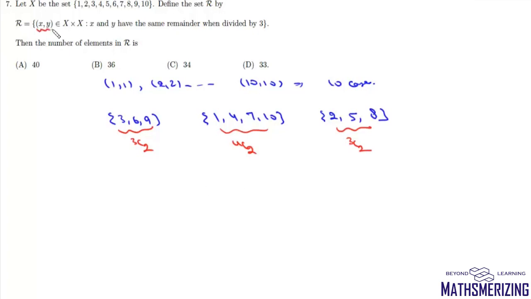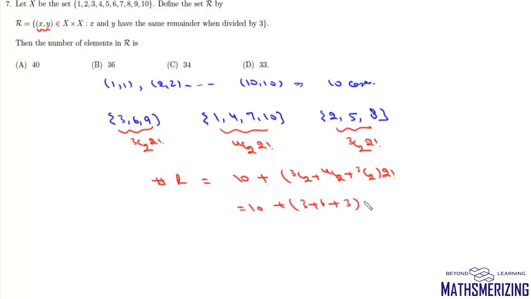Now this (x, y) is an ordered pair, so that means the elements that we have chosen can be arranged among themselves also. So it'll be 3C2 into factorial 2, 4C2 into factorial 2, and 3C2 into factorial 2. So the number of elements in R will be 10 plus (3C2 plus 4C2 plus 3C2) into factorial 2. So it'll be 10 plus, now this is (3 plus 6 plus 3) into 2. So there'll be 12 into 2, 24. 24 plus 10 is 34. And that's your option number C.